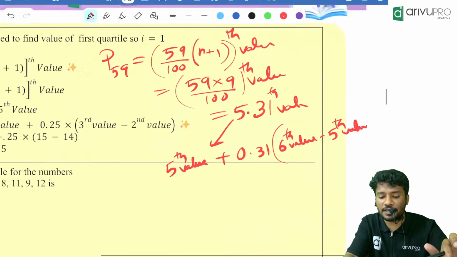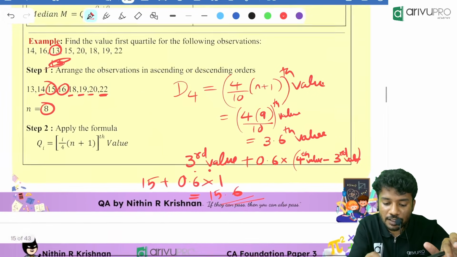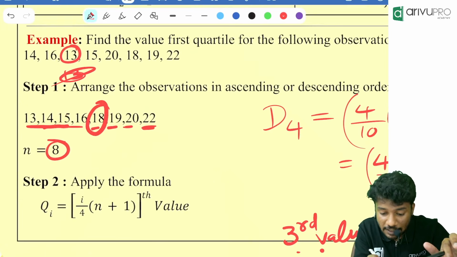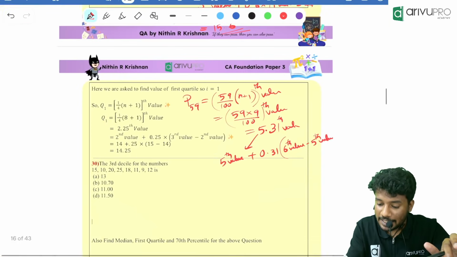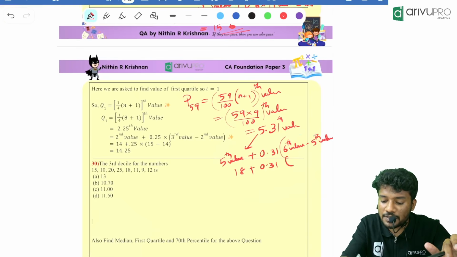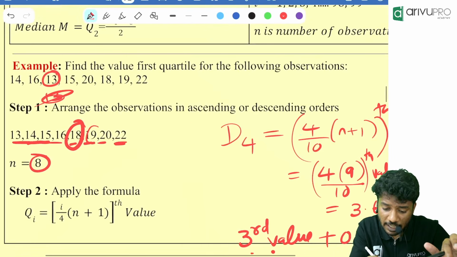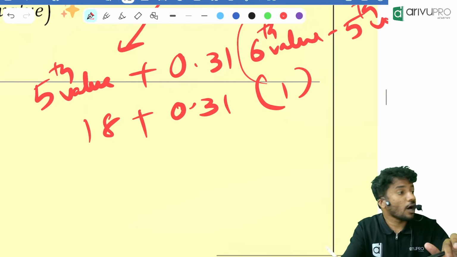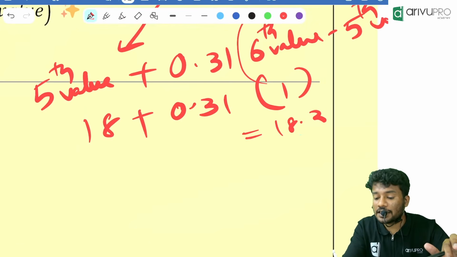You tell me which is the fifth value as per the question. As per our arrangement, the fifth value is how much? 18. So you will type 18 plus 0.31 into gap. The next, sixth value is how much? 19. 19 minus 18 is how much? 1. So how much is the answer?